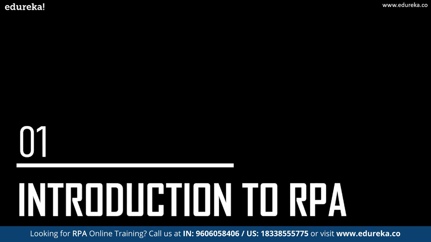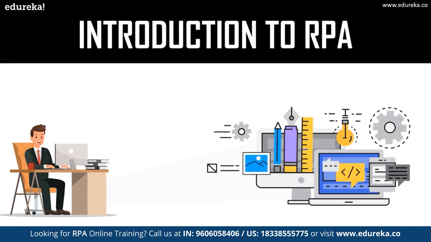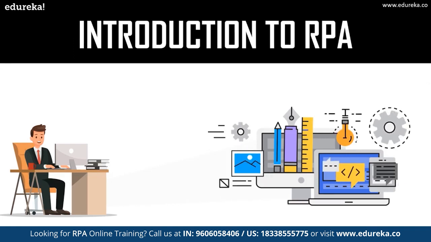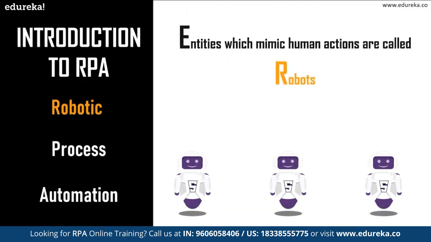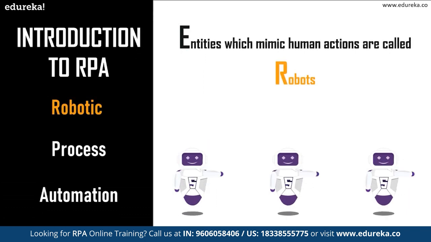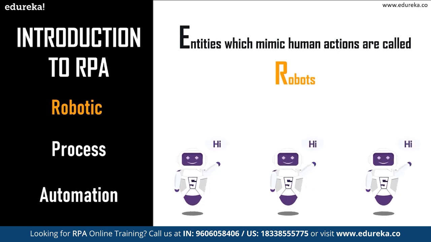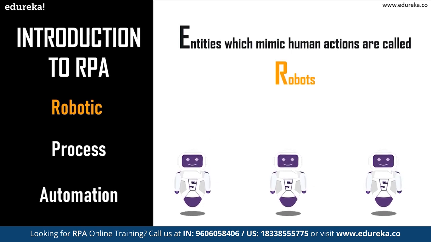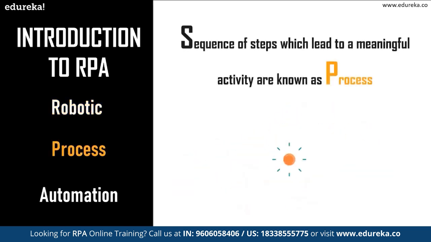Now, RPA, or Robotic Process Automation, is a simple process through which you can automate simple to complex tasks. So when I say robotic process automation, guys, there are three terms that you have to understand over here. That is robotic, process, and automation. Starting with robotic, those are entities which mimic human actions. All those entities which mimic human actions are called robots, and these robots have to follow a sequence of steps to mimic human actions, right? So those sequences of steps are nothing but a process.